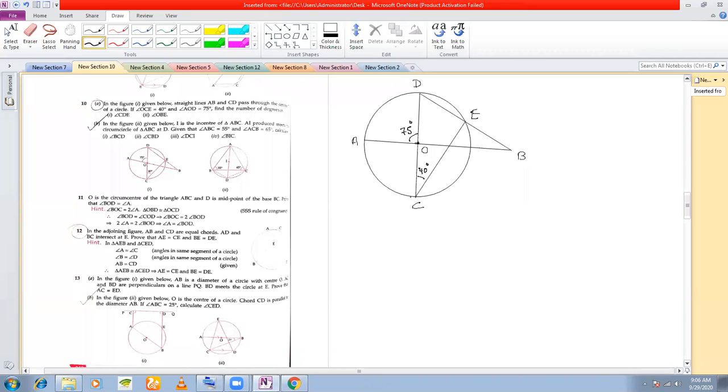Let's read the question in the figure given below. Straight lines AB and CD pass through the center of the circle. Fine. AB and CD pass through the center of the circle. That means they become the diameters. Angle OCE is 40 degrees, so 40 degrees is marked in the figure. AOD is 75 degrees, marked in the figure. Find the number of degrees in angle CDE. CDE, so this one, this red angle. And also you have to find OBE, this angle. These two angles you have to find.